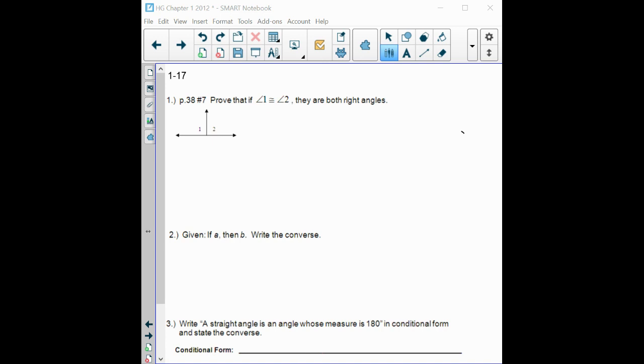With this, just like a 2-column proof, you always start with what's given. So you would say, given, angle 1 is congruent to angle 2. Then, or therefore, you'll use a lot of those words for your statements. So then, measure of angle 1 is equal to measure of angle 2.